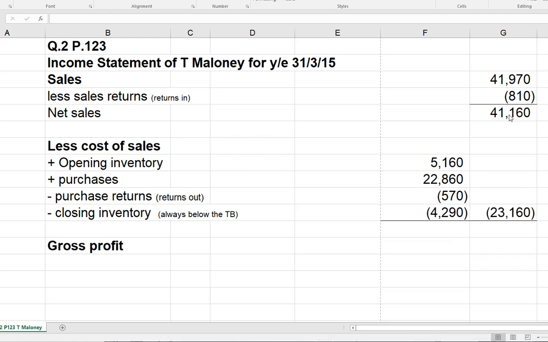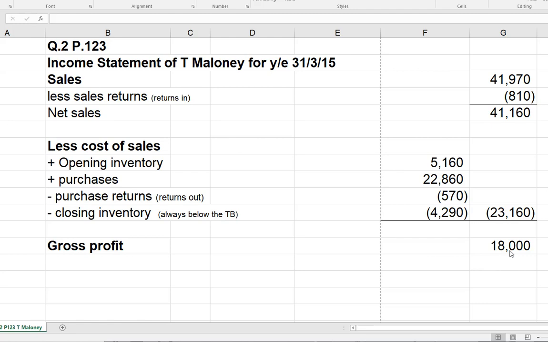So our sales figure reduces down. When we add up the purchase related costs or the cost of sales, they add up to 23,160. So 5 plus 22 minus that gives us this figure, and then we take 41,160 sales minus the cost of sales. And our gross profit is a nice even 18,000.